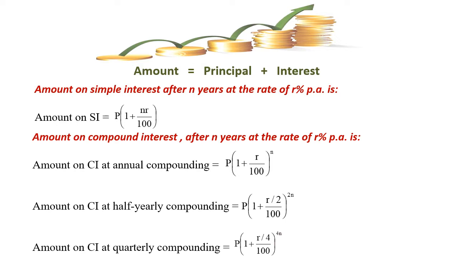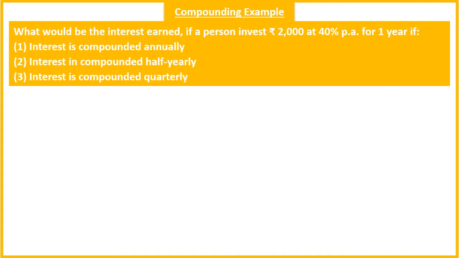Let us understand this by taking one example. Let us take this compounding example. जहां बोला है, what would be the interest earned if a person invests rupees 2000 at 40% per annum for 1 year if number 1, interest is compounded annually, number 2, interest is compounded half yearly, and number 3, interest is compounded quarterly. So पहला लेते हैं अमाउंट फॉर एनुअल कंपाउंडिंग यानी कि साल के आखिरी में किया हुआ कंपाउंडिंग.